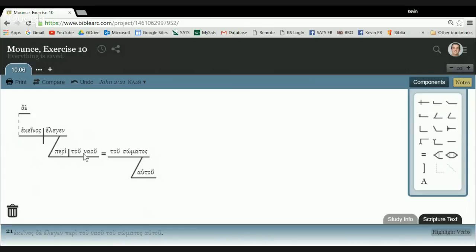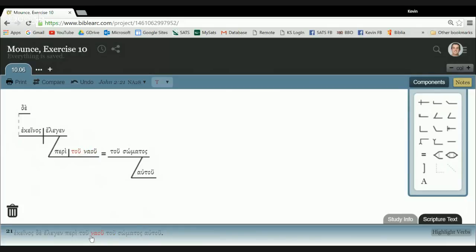Peri takes a genitive after it, and we can see tou naou, from naos, is genitive. You can see the genitive singular ending, the genitive singular article. This could be masculine or neuter. The only way you would know is if you knew that the original form is naos, so it's masculine. So he spoke or was speaking peri tou naou, concerning the temple.